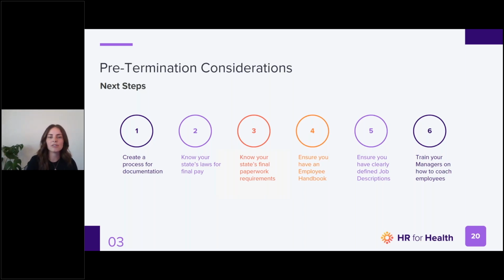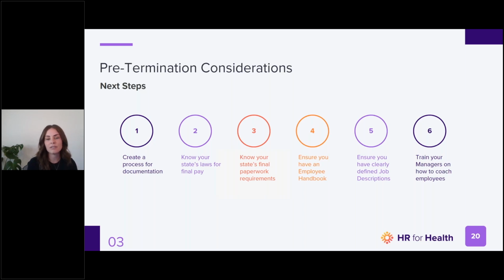The next one is to know your state's laws for final pay. So when do you have to pay the final paycheck? What do you need to include on it? Can you do a direct deposit? How do you handle deductions? All that. So make sure that you know what your state's laws are.